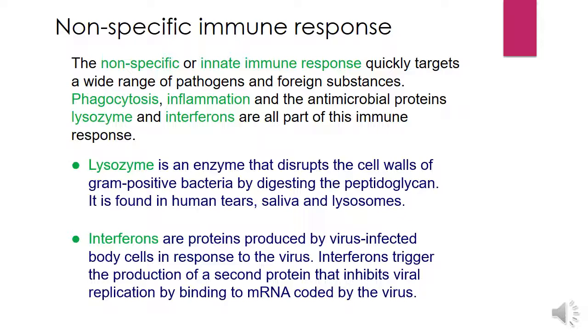Interferons are proteins produced by virus-infected body cells in response to the virus. There's a bunch of different kinds of interferons, but basically they trigger the production of a second protein that will inhibit any viral replication. It binds to the messenger RNA coded by the virus. That's the little m, messenger. RNA is ribonucleic acid. DNA is copied into several different forms of RNA, kind of goes through this chain. And so in this case, it affects the messenger RNA that the virus has said, hey, why don't you print it this way instead?